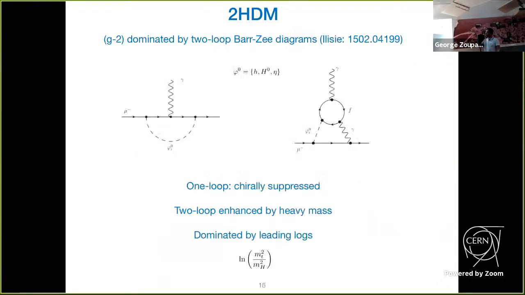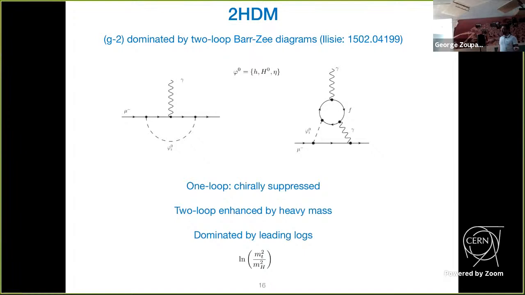And then what we want to do is compare the full theory calculations, which in this case is actually not dominated by the one loop for the G-2, but by the two loop RZ diagrams of this sort. That's because the one loop diagrams are chirally suppressed. One needs a chirality flip in the one loop diagram to generate the G-2. And this two loop is already dominated by the leading modules of the top quark. We are assuming there is a top quark in the loop, or the heavy mass.